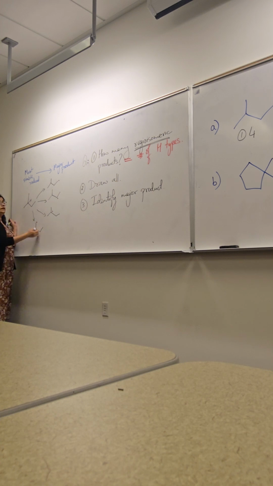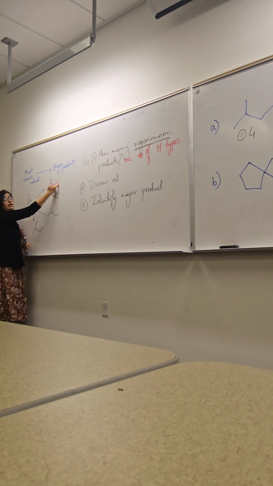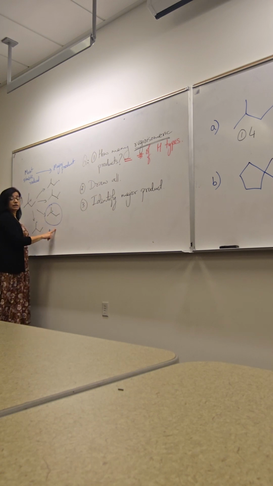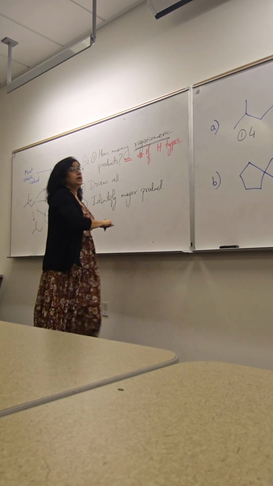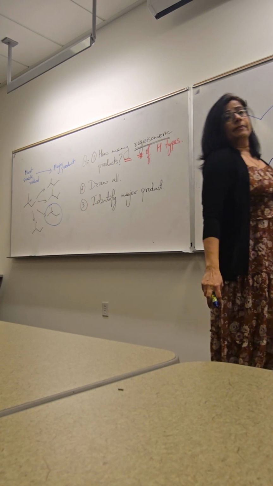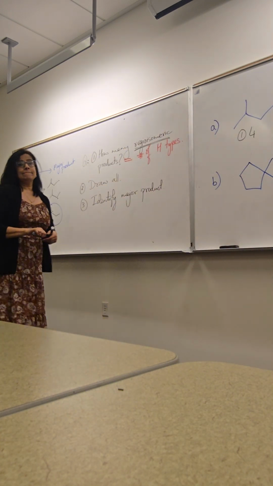Of these, which is the most stable radical? Number 3. That's primary, that's secondary, that's tertiary, that's primary as well. So that's the most stable radical, so the product that comes from here is the major product. Are you seeing it?